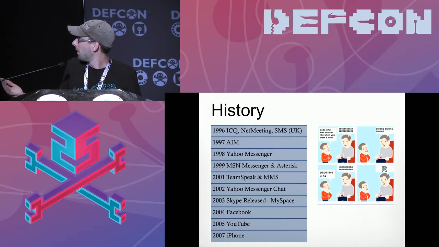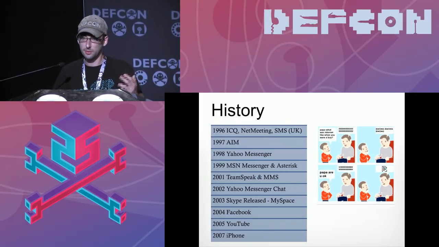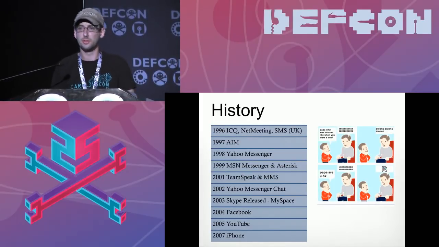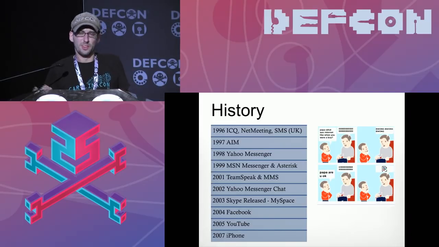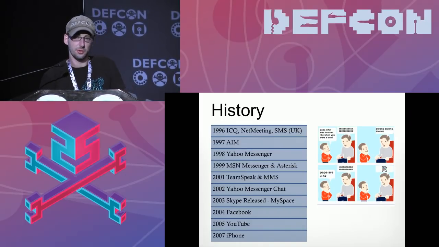This is a history of communication, right? '96, NetMeeting, all of these, we've been building stuff on. Everybody's been building technologies to help people communicate. And 10 years ago now, the iPhone was released, which is a real game changer. But all of these are closed source with the exception of Asterisk, because everybody wants to make some money off of communications, because you are the product.